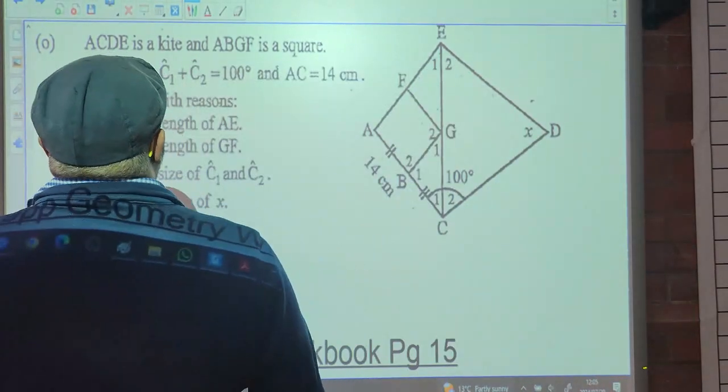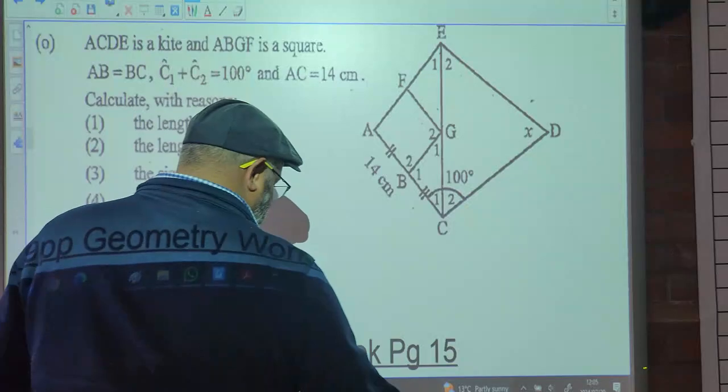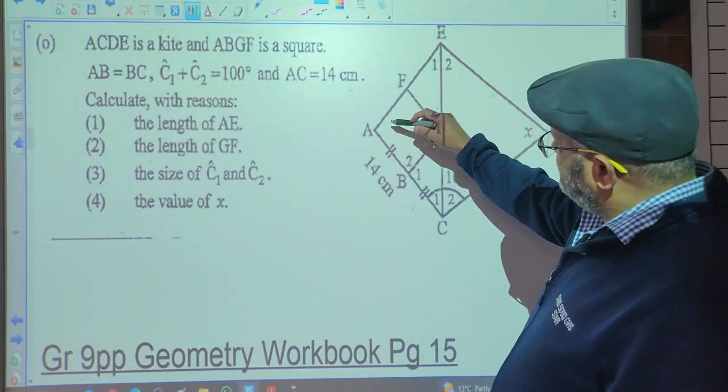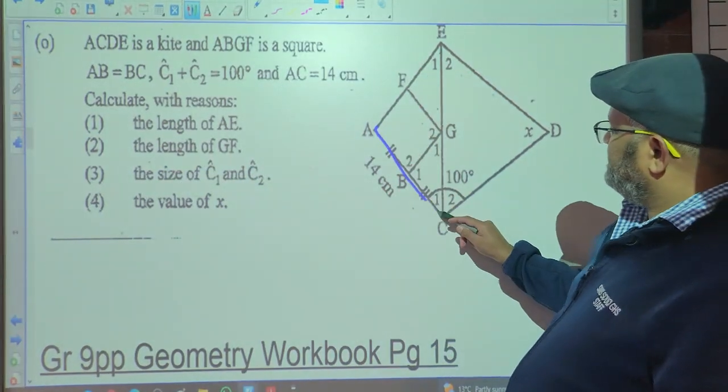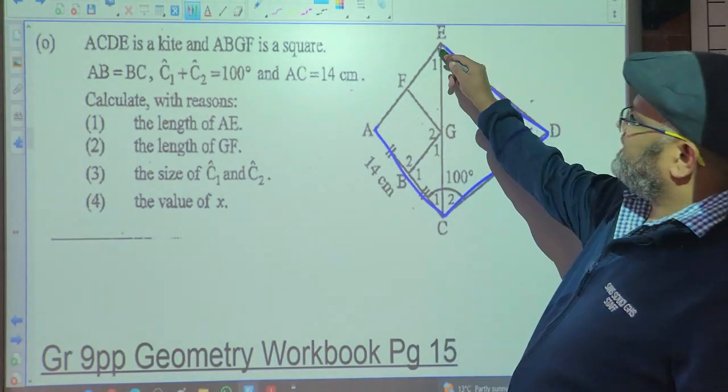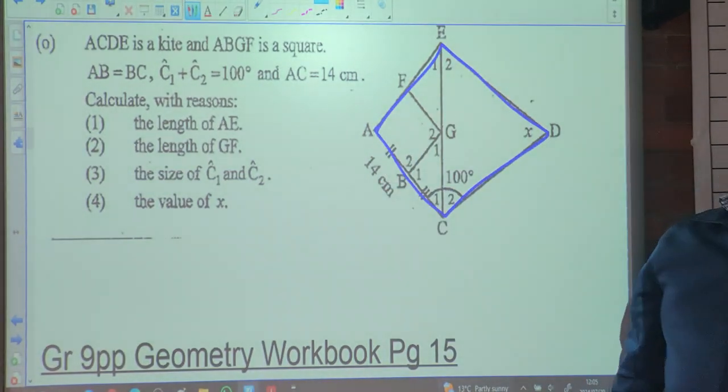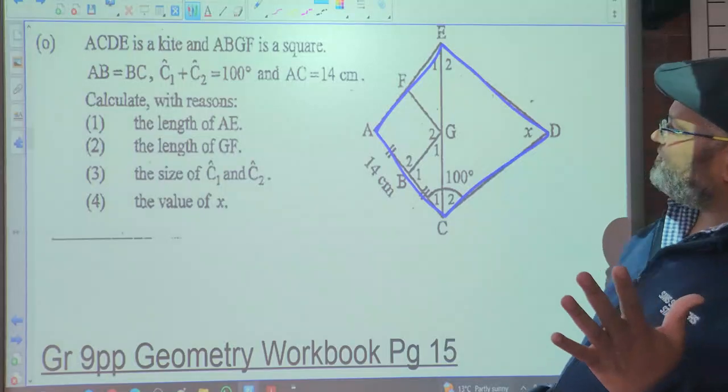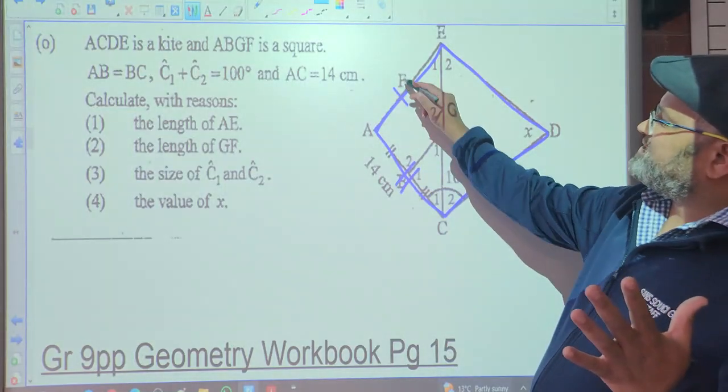People, we are told that ACDE is a kite. A kite, five things come to mind. What are the five? Two pairs of adjacent sides equal.